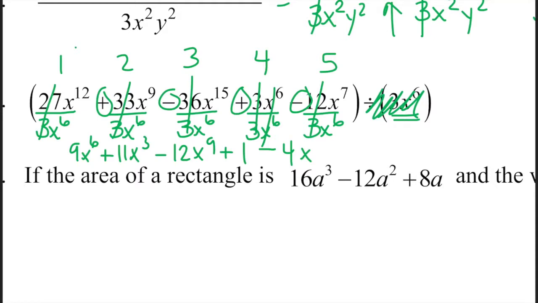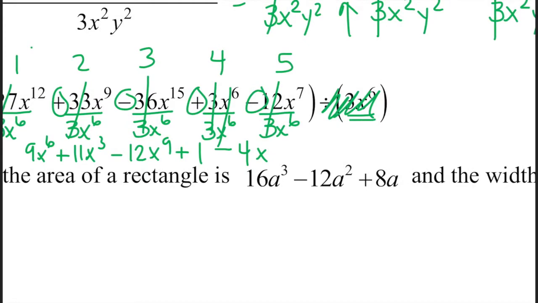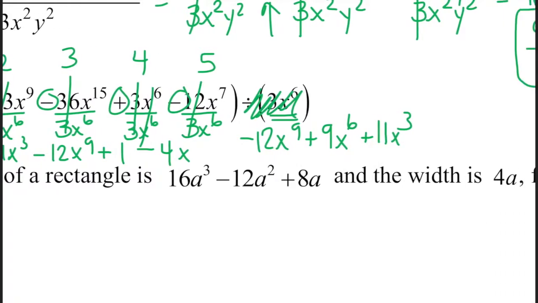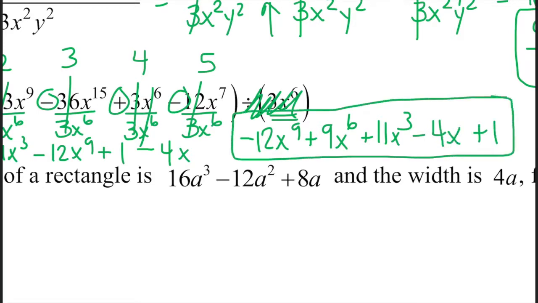At this point, I don't see any like terms, but I would rearrange the answer to be in standard form. So I would put the highest variable, negative 12x to the 9th, plus the next highest, 9x to the 6th, plus 11x to the 3rd, minus 4x, plus 1. Okay, whoops, that's not what I want. Okay.